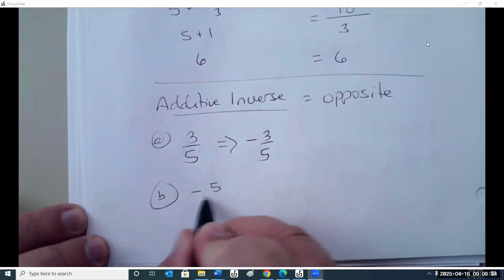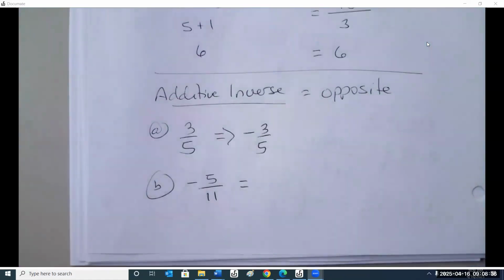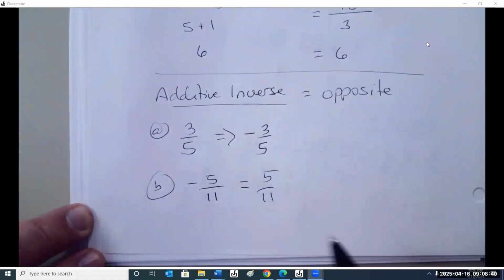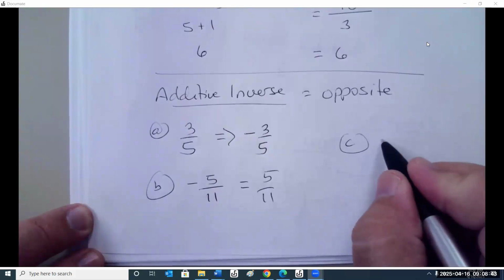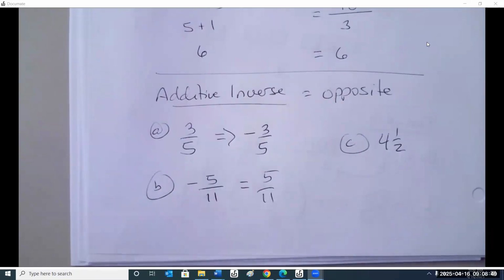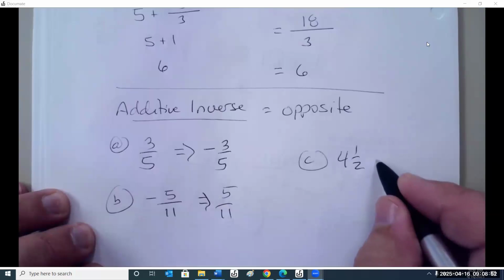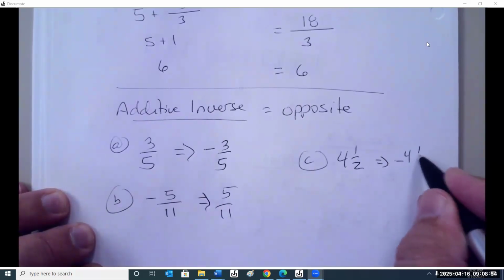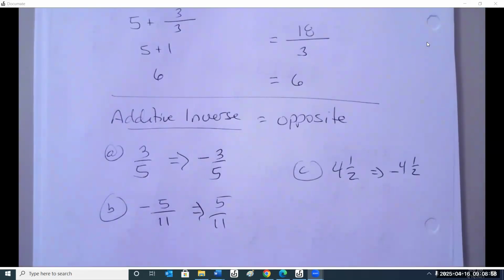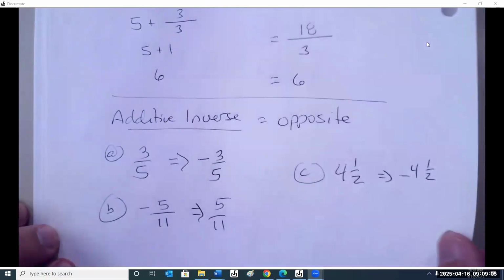If I had negative 5 over 11, what's the opposite of that? Positive 5 over 11. What's the opposite of 4 and 1/2? Negative 4 and 1/2. Or you can convert it. Subtracting is the same thing.